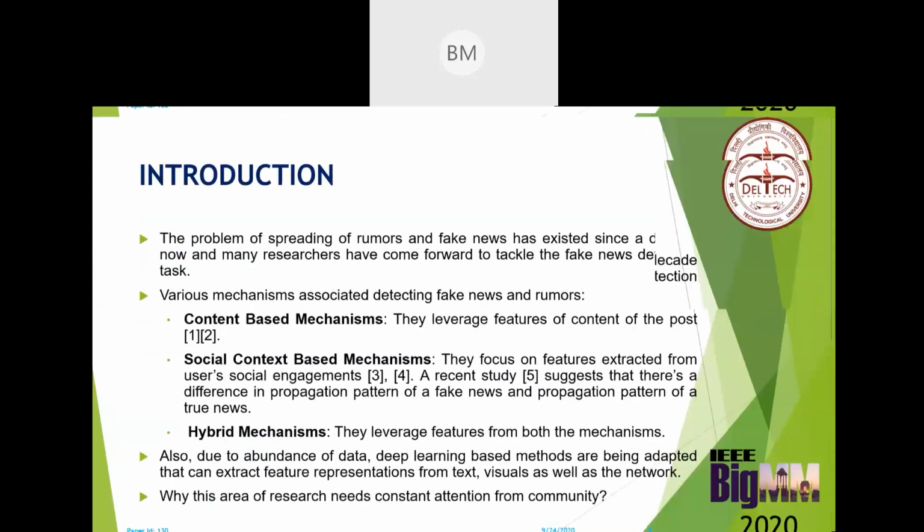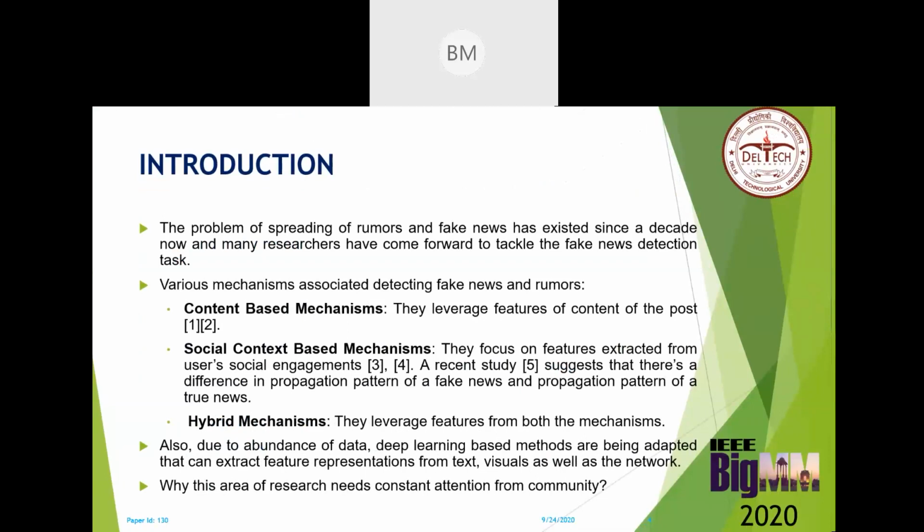Since social media platforms have existed for more than a decade now, and so has the problem of rumors and fake news, many researchers have come forward to tackle the task of fake news detection. There are various mechanisms that have been suggested by many researchers. Some of the basic mechanisms can be categorized into three types. The first one is the content-based mechanism. These are the features that leverage the content of the post. This could be either visual-based, like images, or text-based, etc.